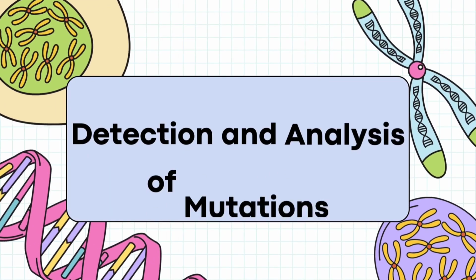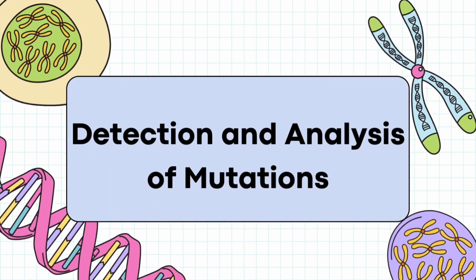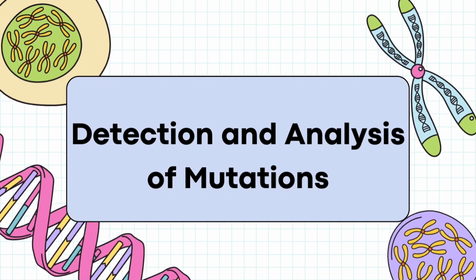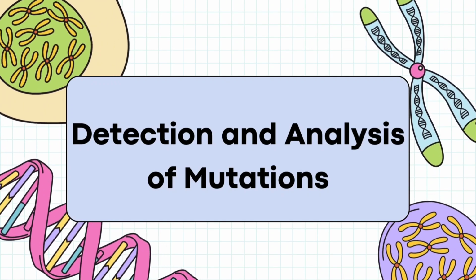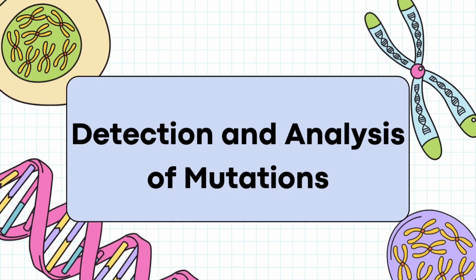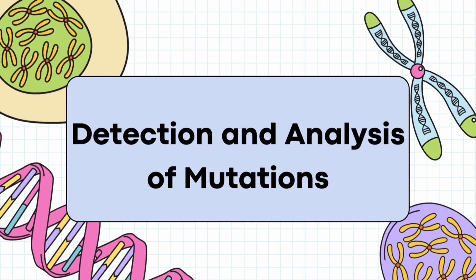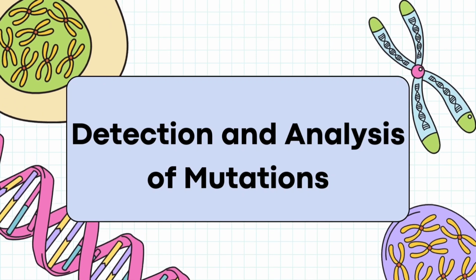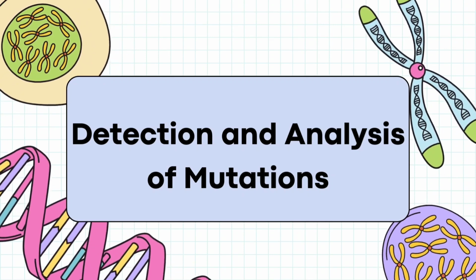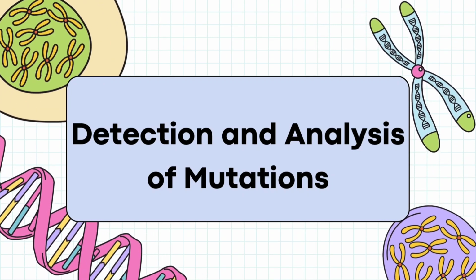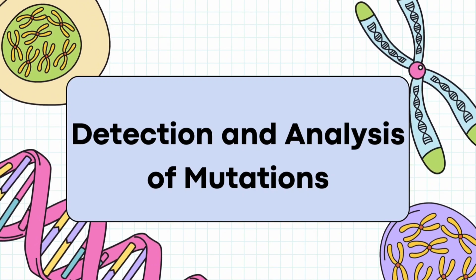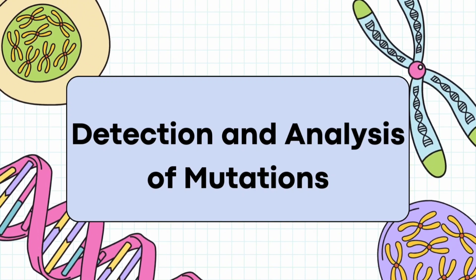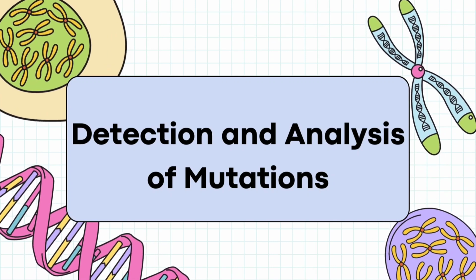Hello, and welcome to this presentation on detection and analysis of mutations. In this discussion, we will explore the key techniques used to detect genetic mutations, including DNA sequencing, polymerase chain reaction, PCR, and gel electrophoresis. These methods are essential in understanding how mutations affect the function of genes and their significant impact in various fields like medical diagnostics, research, and forensic science.